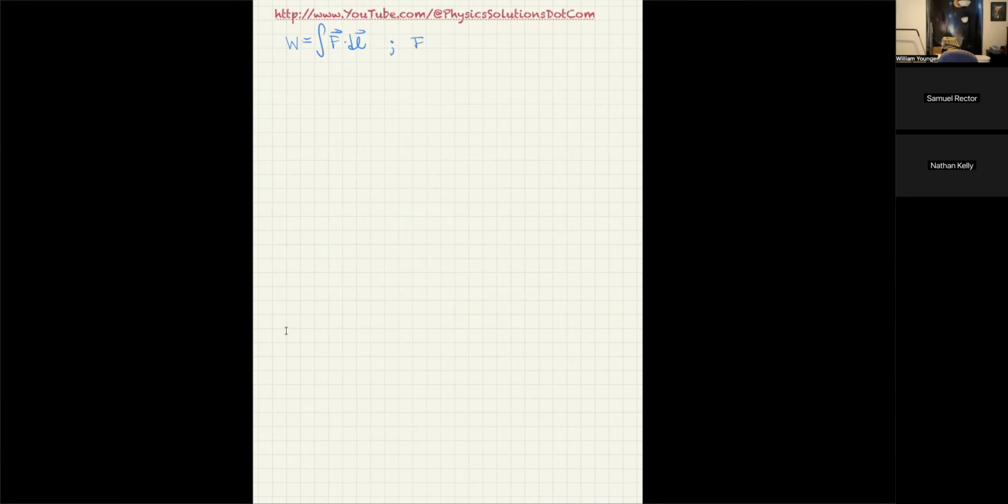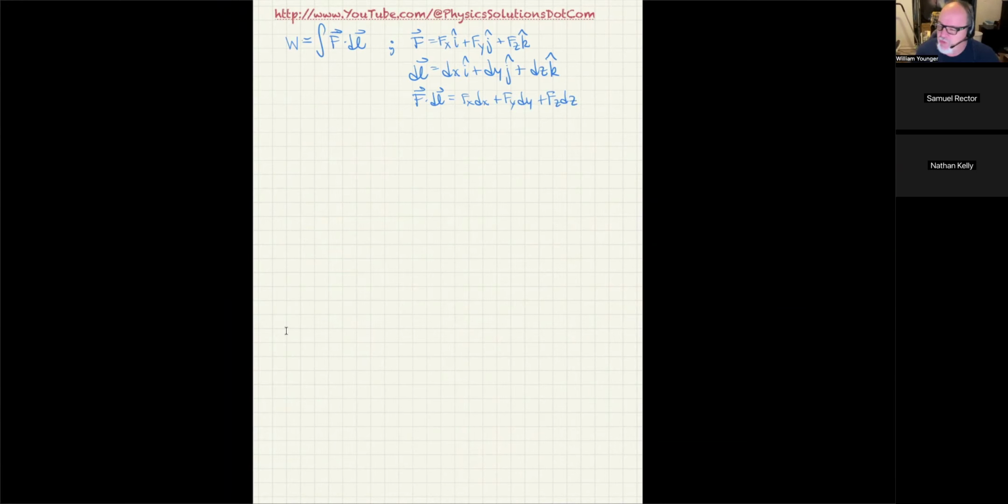What we're thinking about here is F is going to be some Fx i-hat plus Fy j-hat plus Fz k-hat, and dl is going to be some dx i-hat plus dy j-hat plus dz k-hat, so that F dot dl would be Fx dx plus Fy dy plus Fz dz. That's really the process that we could go through in the most general case.